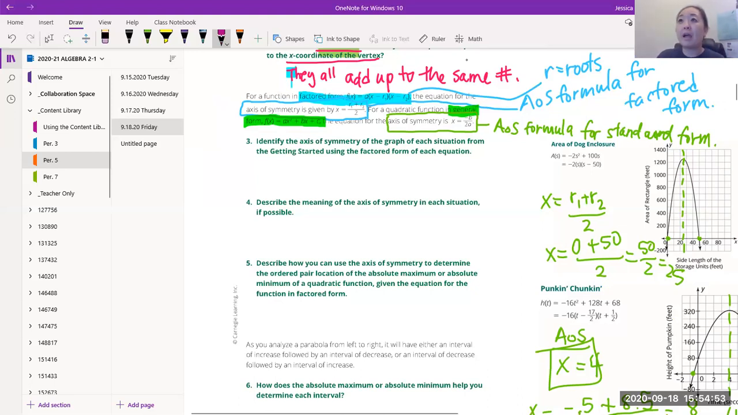Okay, so for now, and then the general form, which is also AKA standard form. So this is going to be the standard form. The f of x is equal to ax squared plus bx plus c, okay? And that formula is going to be x equals negative b over 2a, okay?